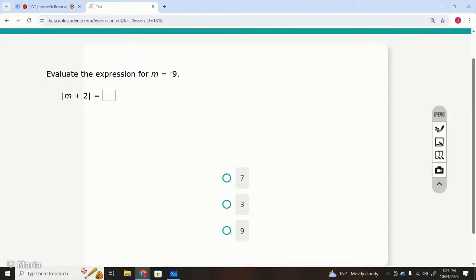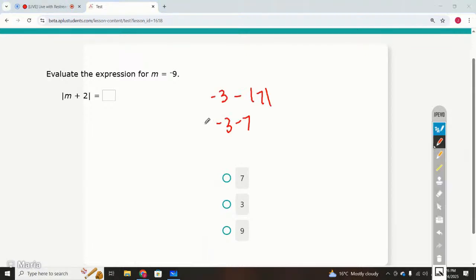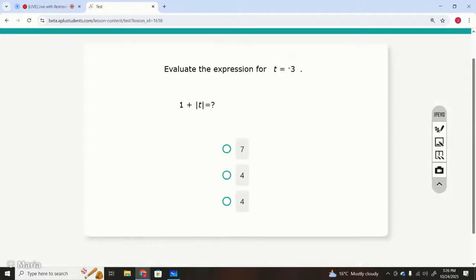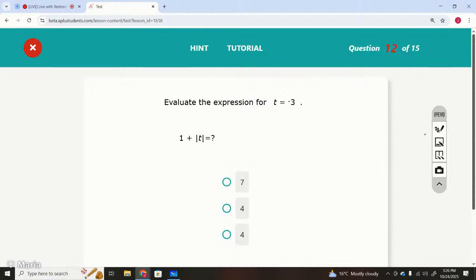Evaluate the expression for m equals negative 9. Negative 9 plus 2 is negative 7. Option number 1 is the correct option. 7 it is. Okay, you can complete by yourself later today.